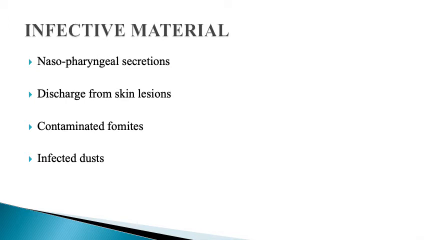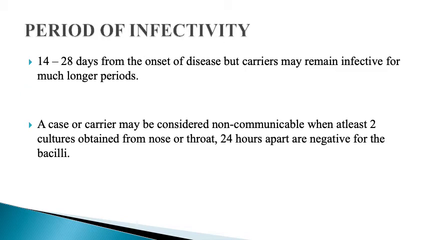And what is the infective material? These include nasopharyngeal secretions, discharges from skin lesions, contaminated fomites, and possibly infected dusts. The period of infectivity ranges from 14 to 28 days from the onset of the disease, but carriers may remain infective for much longer periods. A case or carrier may be considered non-communicable when at least two cultures obtained from nose and throat 24 hours apart are negative for the diphtheria bacilli.